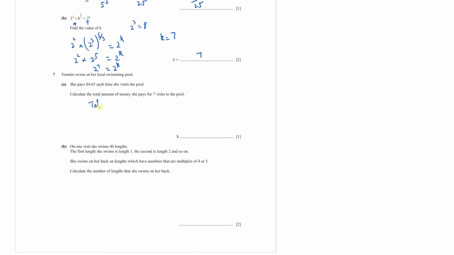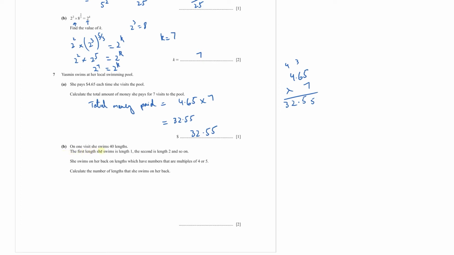So total money paid will be simply 4.65 multiplied by 7. So 4.65 multiplied by 7: 7 fives are 35, 3 carry, 7 sixes are 42, 45, 4 carry, 7 fours are 28, plus 4 is 32, and you have 2 decimal places. So this will be 32.55.